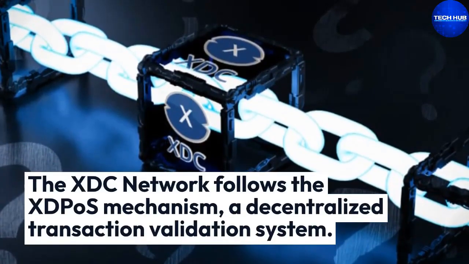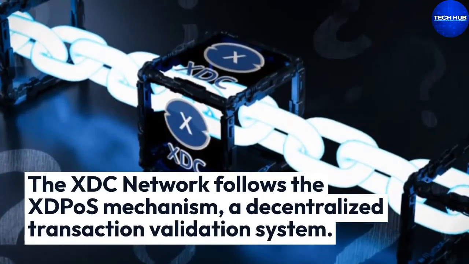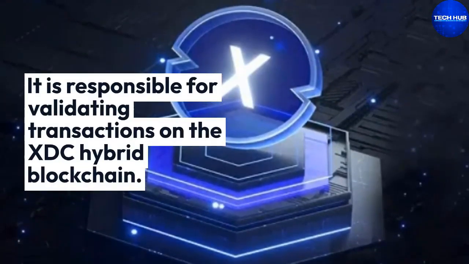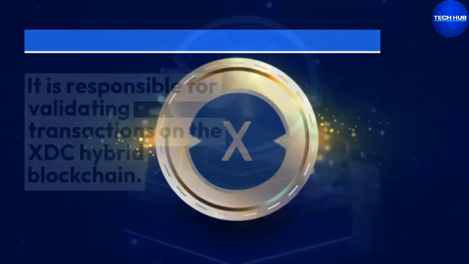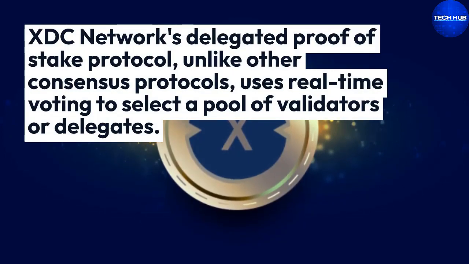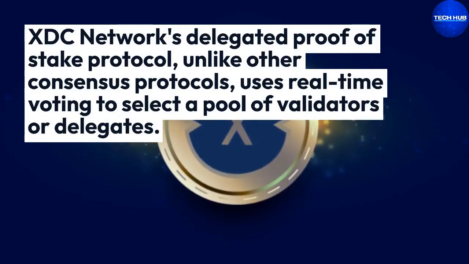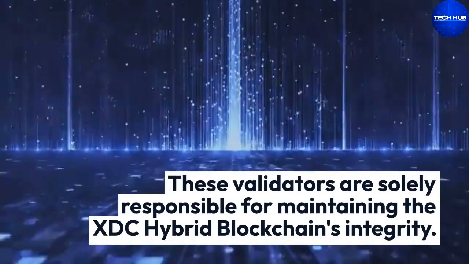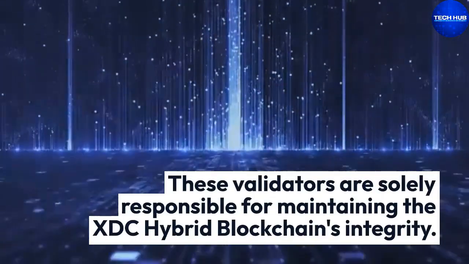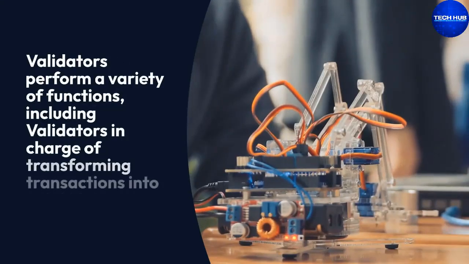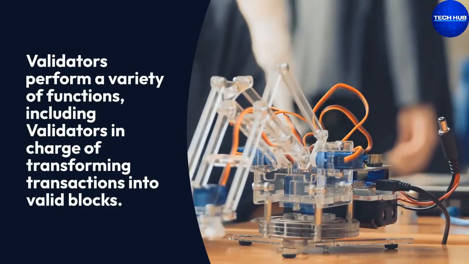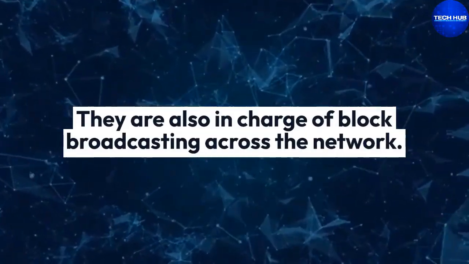The XDC network follows the XDPoS mechanism, a decentralized transaction validation system. It is responsible for validating transactions on the XDC hybrid blockchain. XDC Network's delegated proof-of-stake protocol, unlike other consensus protocols, uses real-time voting to select a pool of validators or delegates. These validators are solely responsible for maintaining the XDC hybrid blockchain's integrity. Validators perform a variety of functions, including transforming transactions into valid blocks. They are also in charge of block broadcasting across the network.